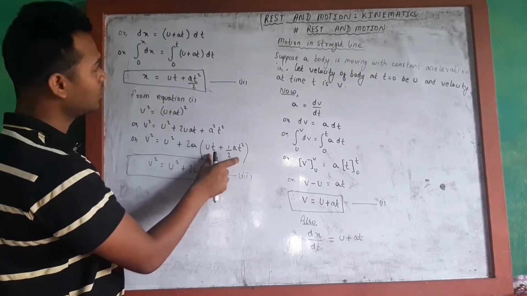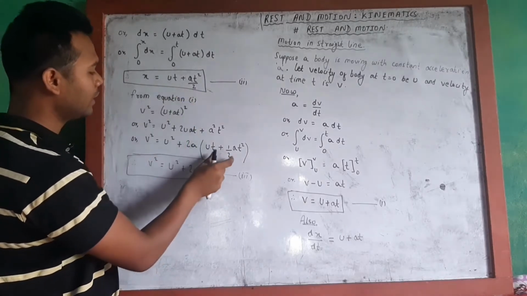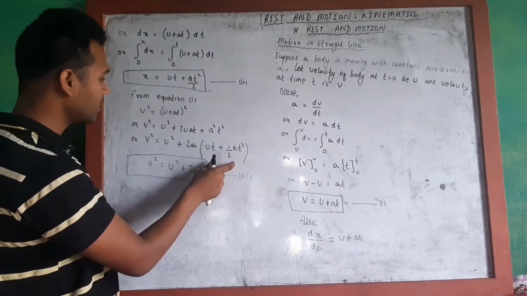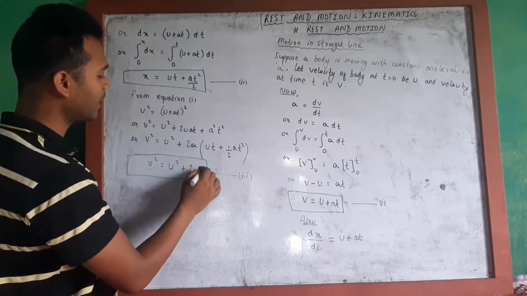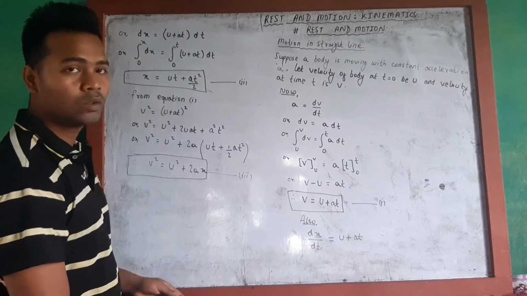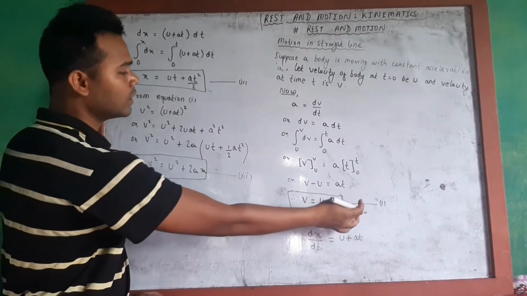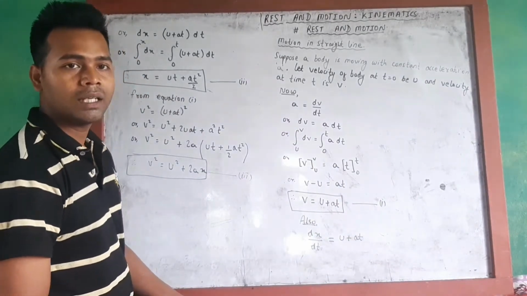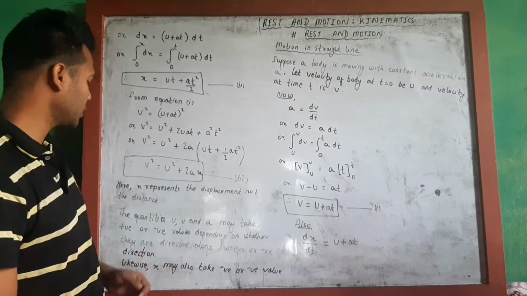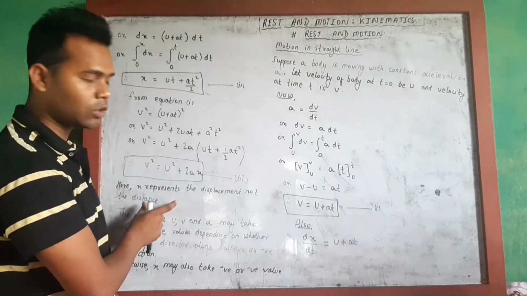If we substitute its value from equation 2, then it has the value x. That's why we can write v square is equal to u square plus 2ax. Here equations 1, 2 and 3 are the equations of motion. In these equations of motion, x represents the displacement, not the distance of the body.